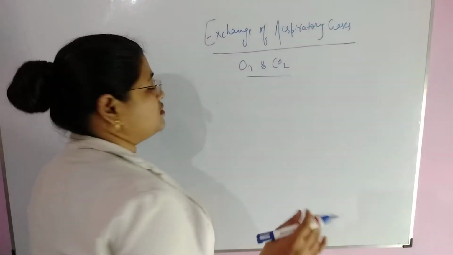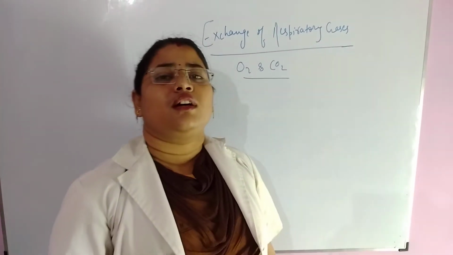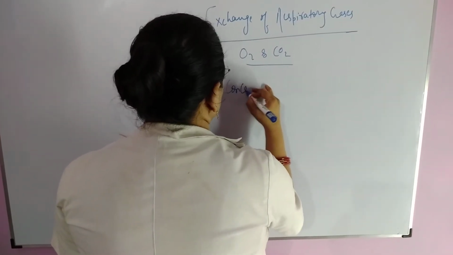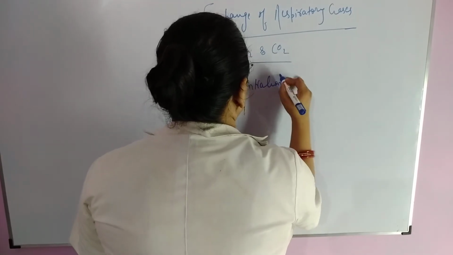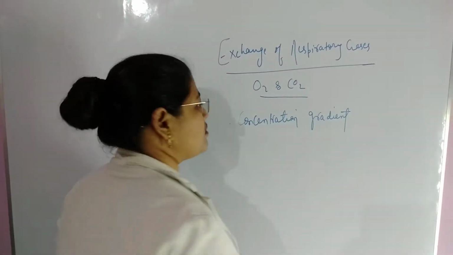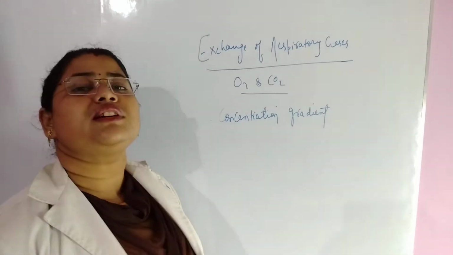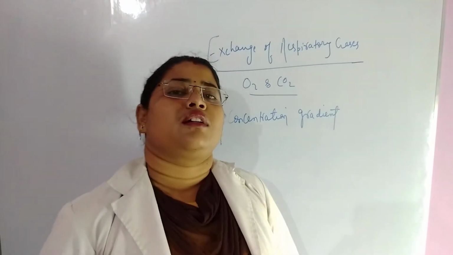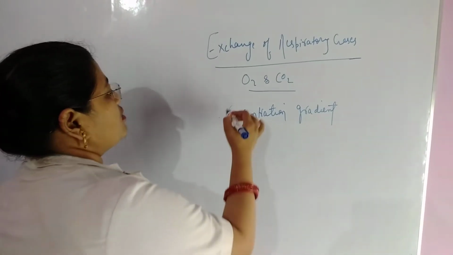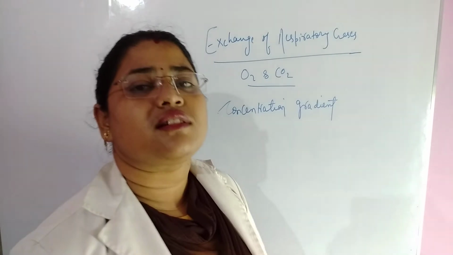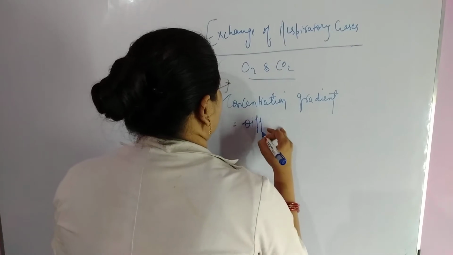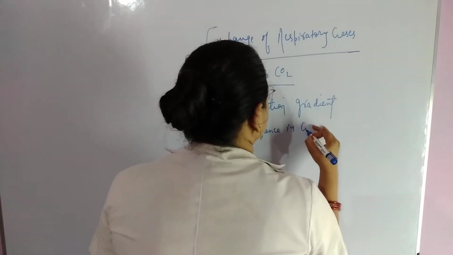As we know, the exchange process depends on concentration gradient, and diffusion. Diffusion is a process through which movement of gases occurs due to concentration gradient. Concentration gradient is also known as difference in concentration.